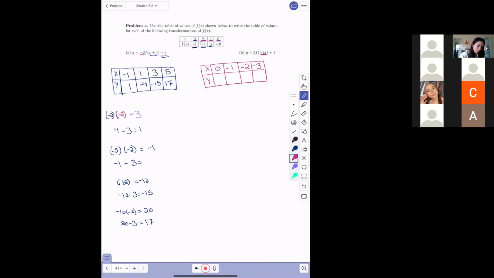Then for our Y value, we're going to multiply it by 3, then add 1. So when our Y value is -2, we have -2 times 3 is equal to -6. And -6 plus 1 is equal to -5. So -5 goes here. Next, we have -0.5.